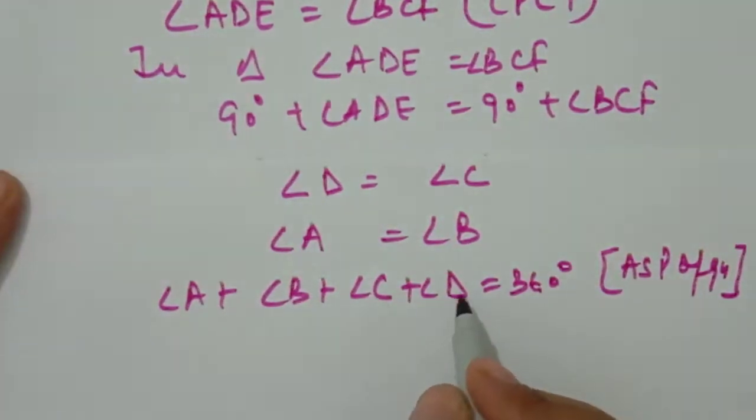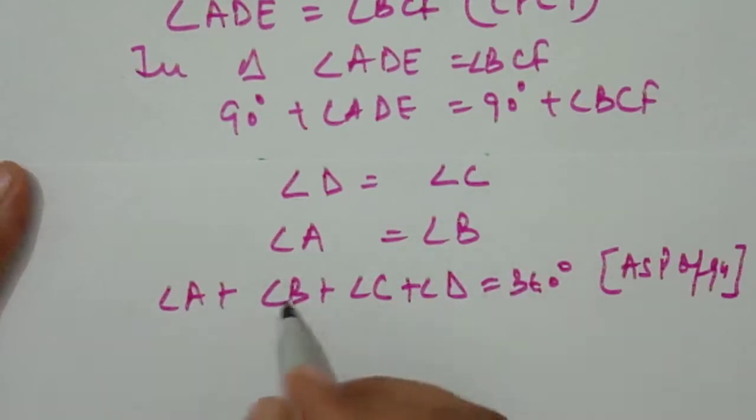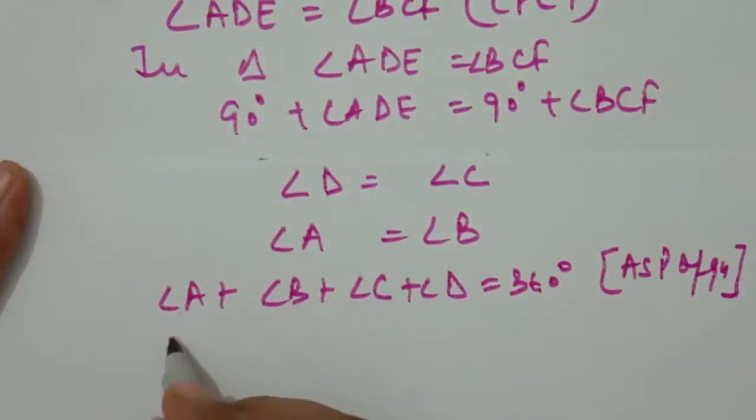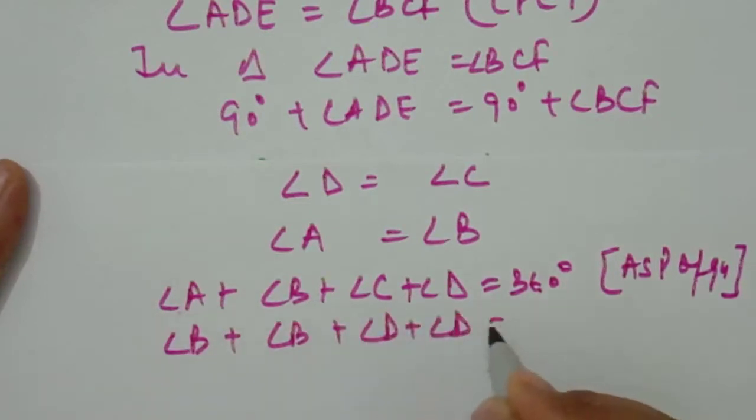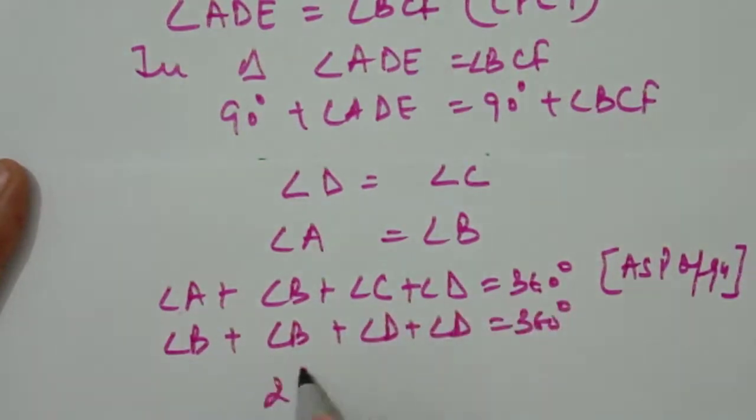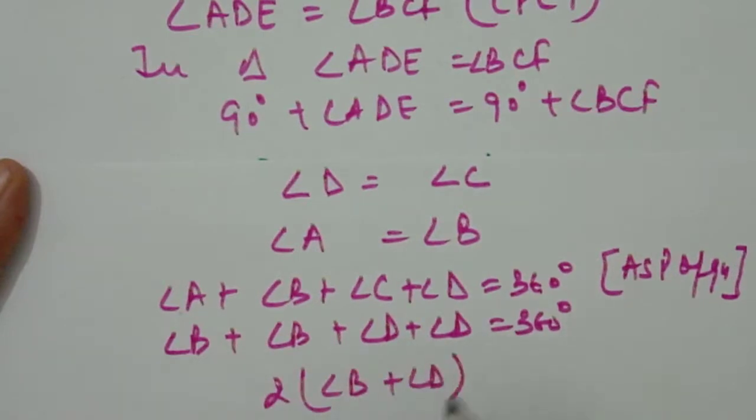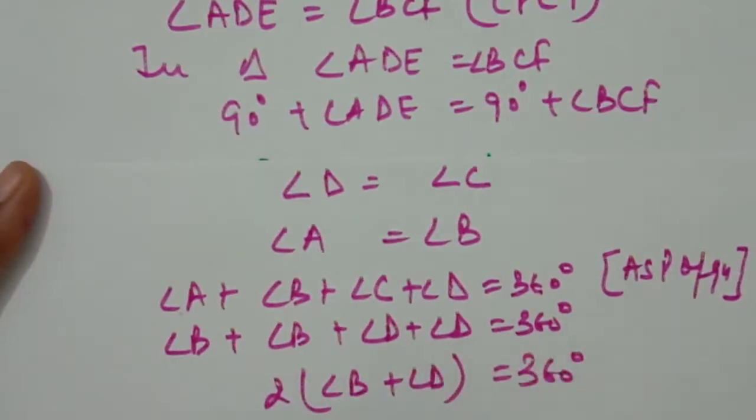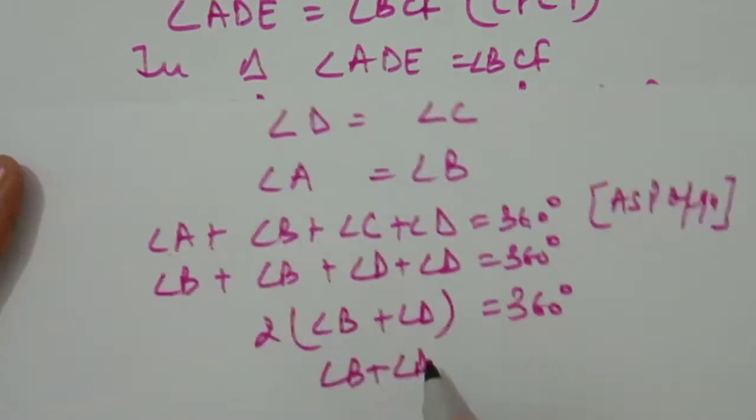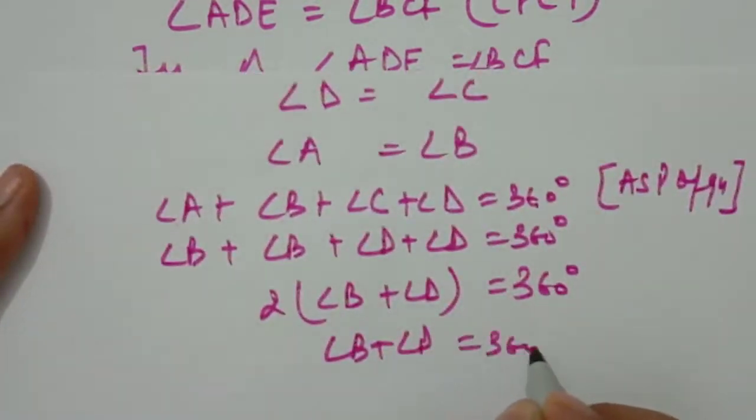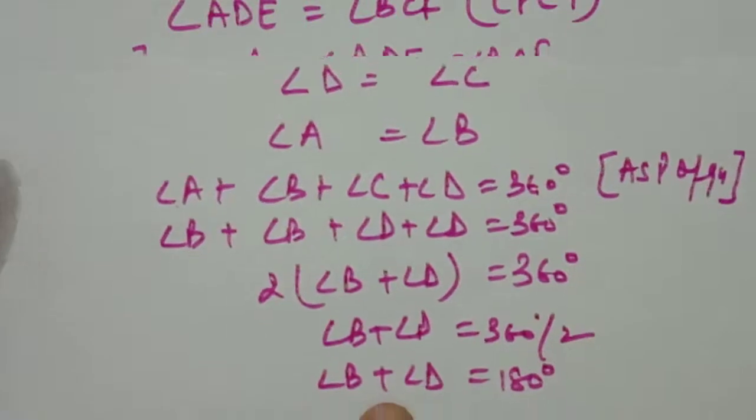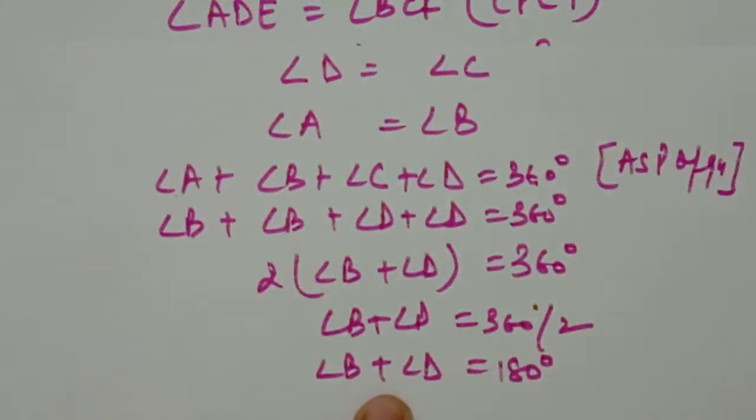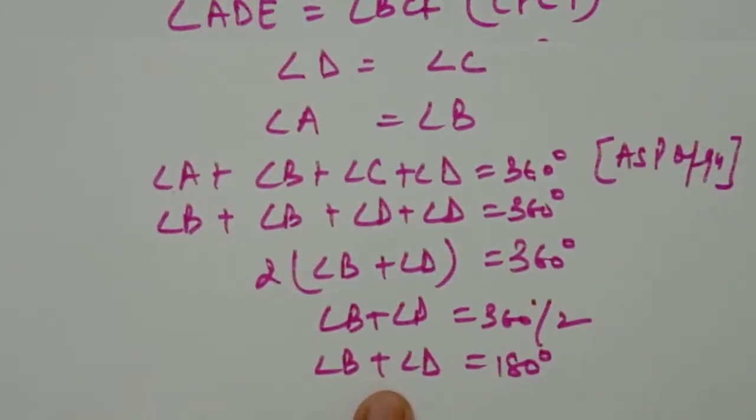We can change according to us. We want B and D. So we will change both A and B as B, and C also D, and D also D. Then double of angle B plus D is equal to 360 degrees, and B plus D is equal to 360 divided by 2, which is equal to 180 degrees. Now with this relation, we proved that ABCD is a cyclic quadrilateral.